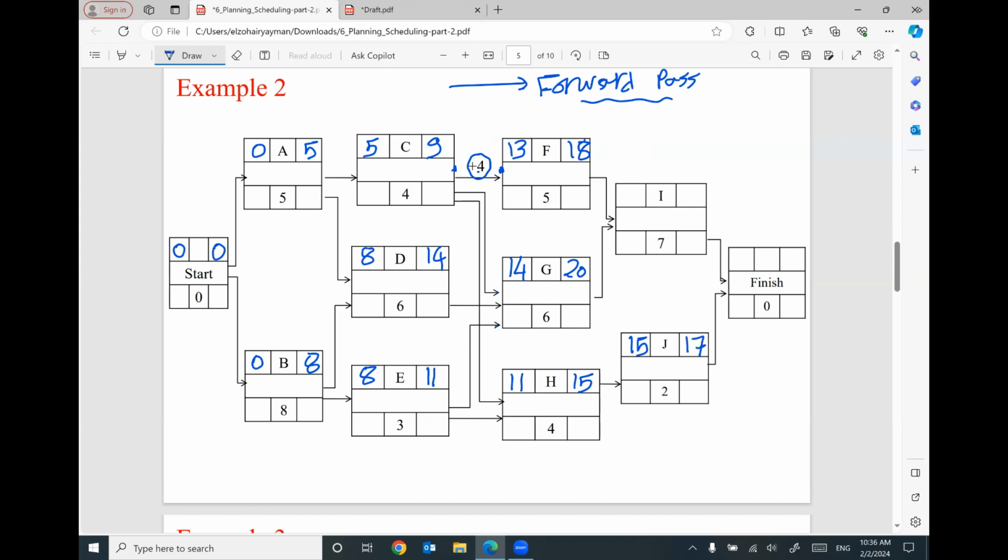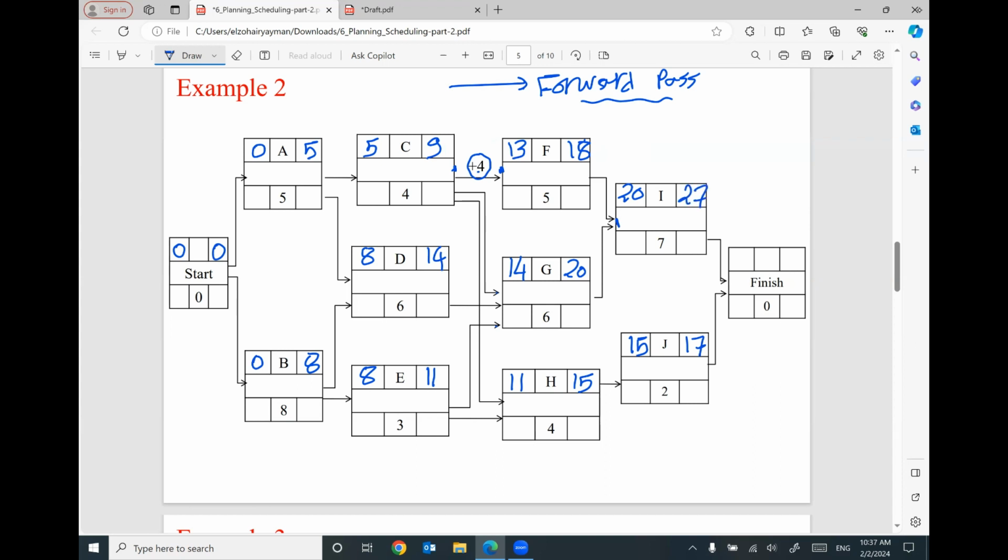For activity I, we have 2 arrows coming in. This one will give you early start 18. This one will give you early start 20. I'm going to use the biggest number, 20. So I cannot start activity I until 20 days. 20 plus 7 will be 27.